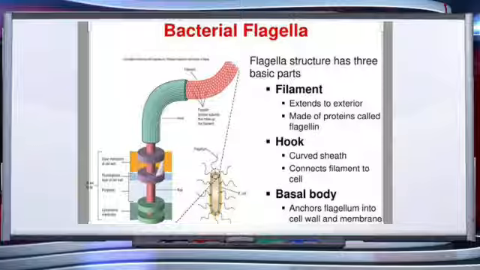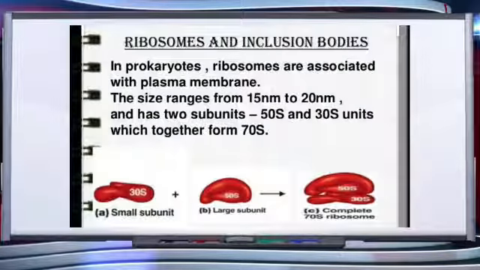The filament is the longest portion and extends from the cell surface to the outside. The hook is the curved sheath which connects the filament to the cell. The basal body anchors the flagellum into the cell wall and membrane. Now let's talk about ribosomes and inclusion bodies.